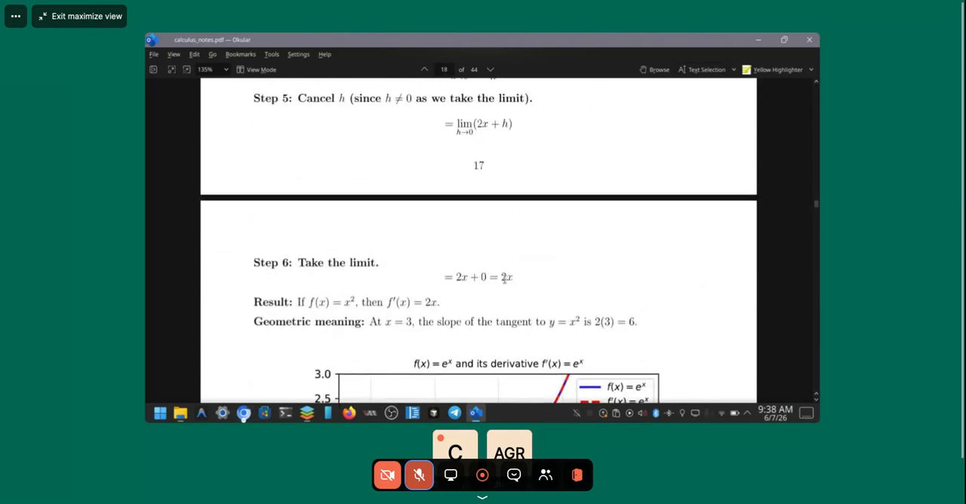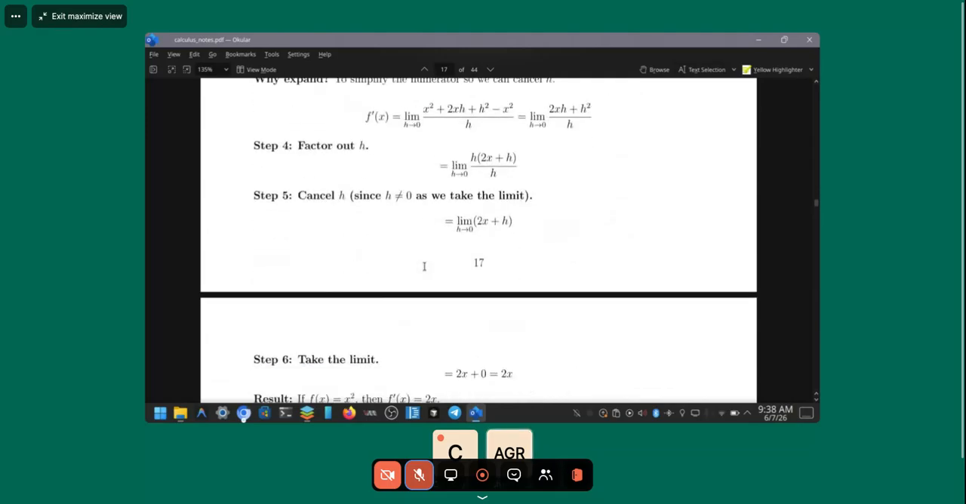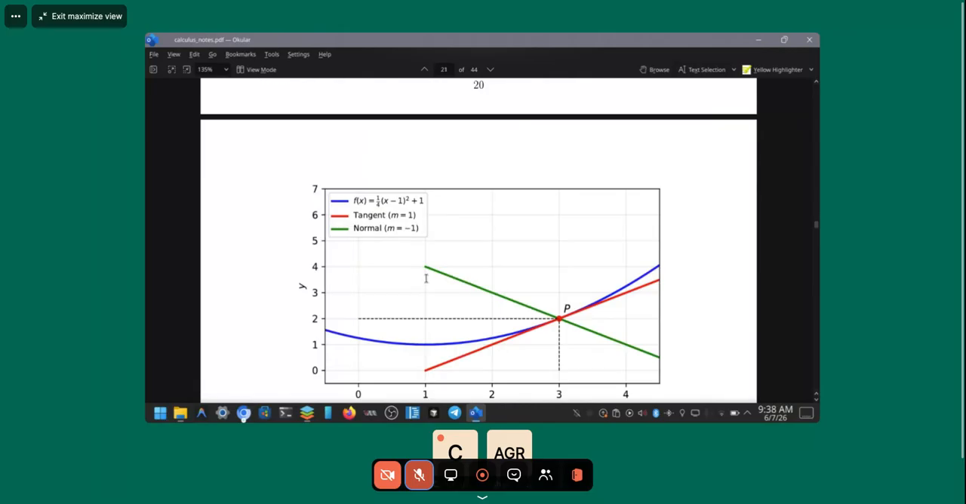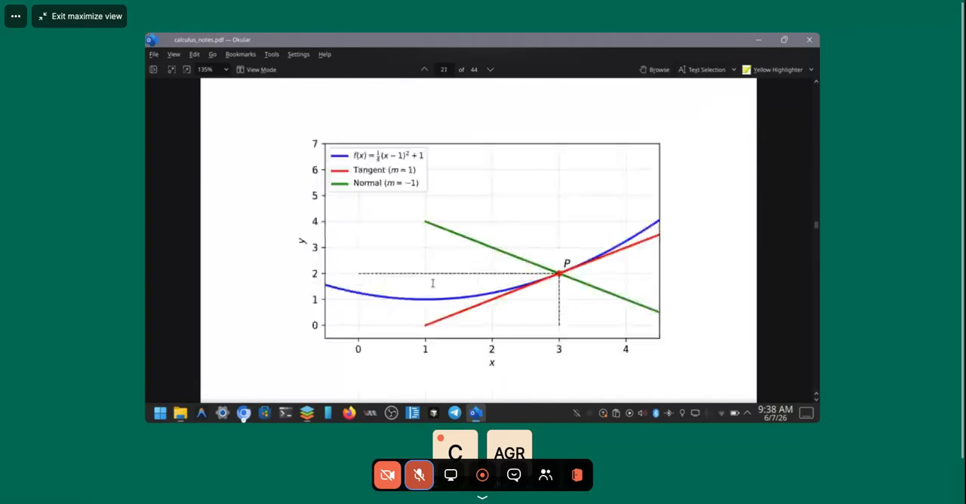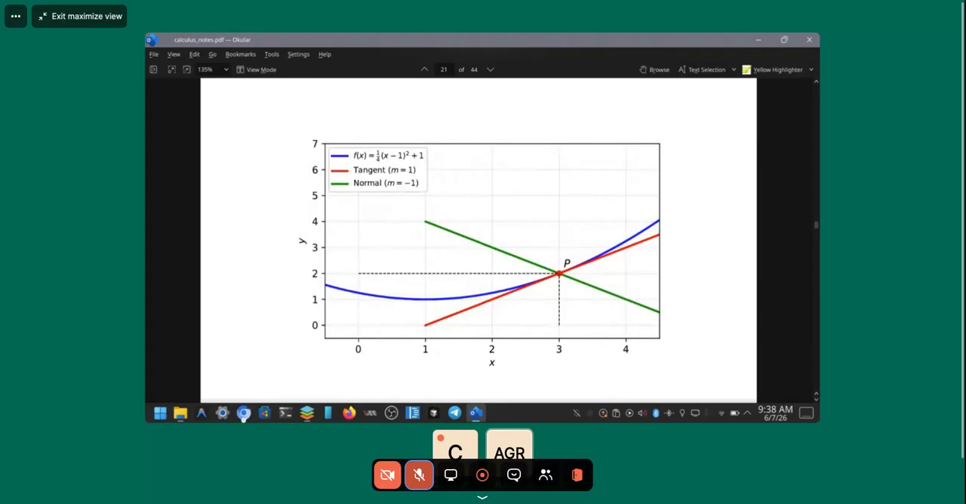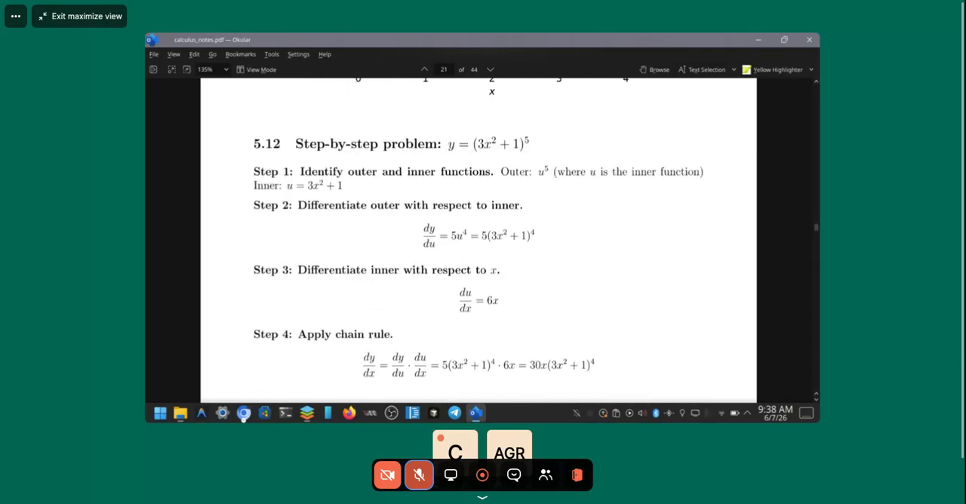This problem I represented first. This is the representation graph. As you can see here, this is the tangent at point P. These are the normal, the tangent, and then f of x, that function.